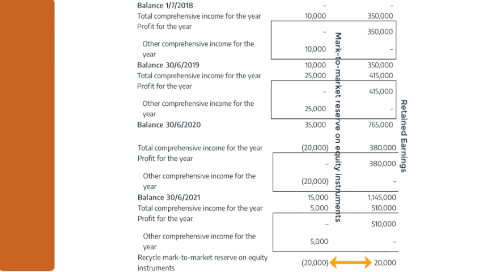The parent can choose to hold the investment in the subsidiary at fair value. Then they would have to do fair value adjustments. And for consolidation purposes, you would have to reverse those fair value adjustments before you can even do the at acquisition journal.